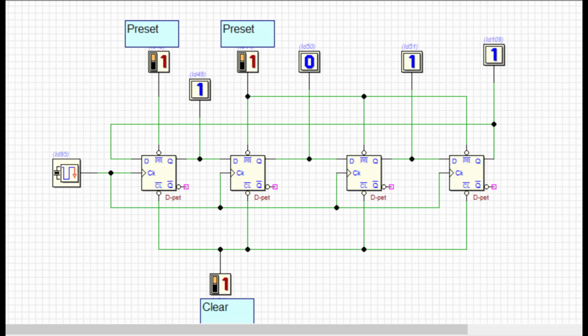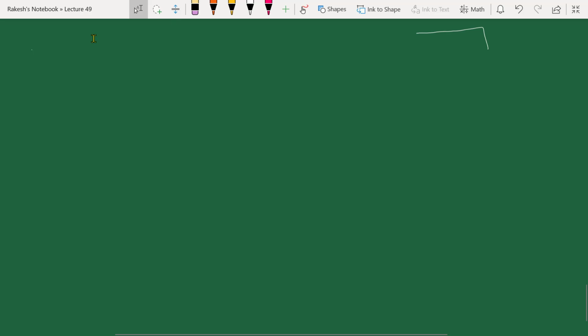Now we'll try to see how to overcome this lockout problem in a ring counter. Now let us see the solution for the lockout problem in a ring counter.